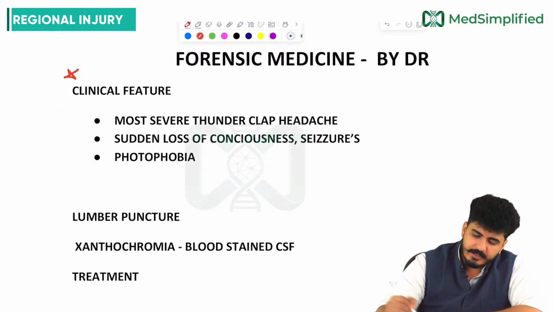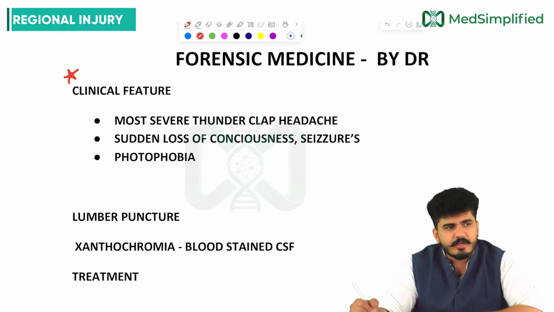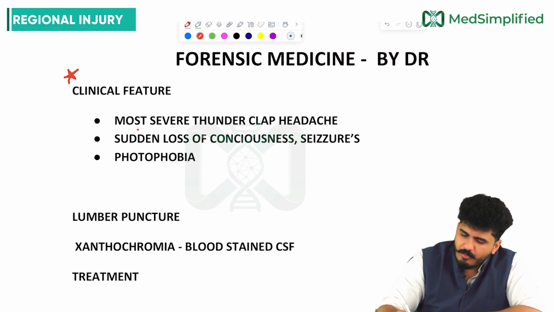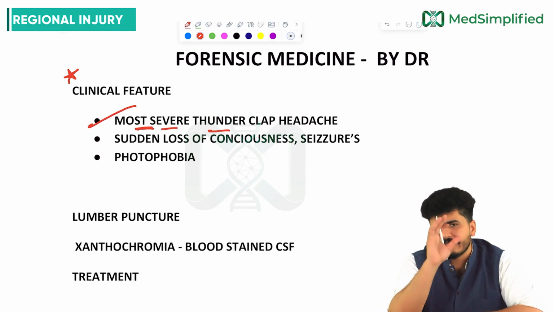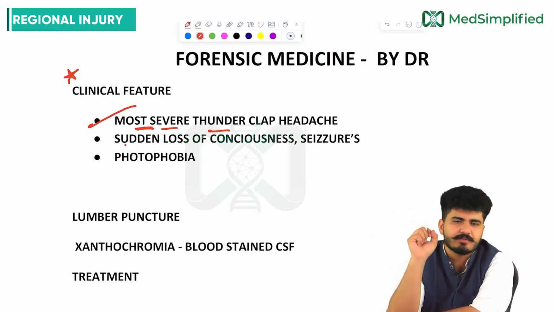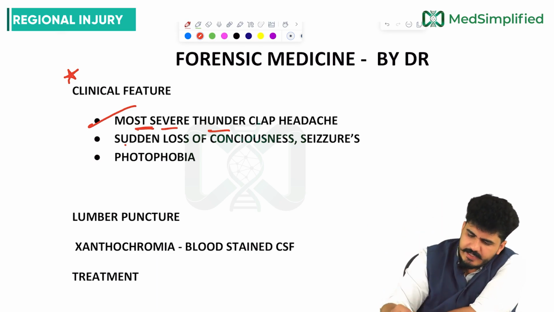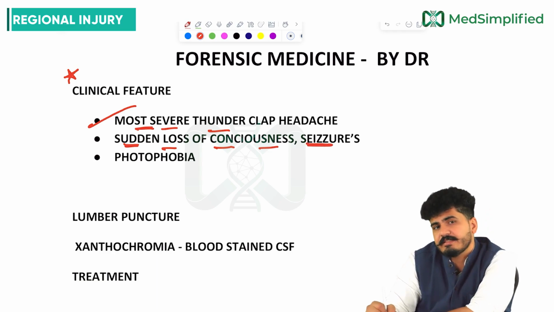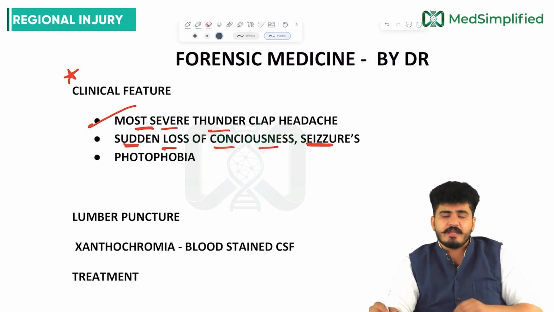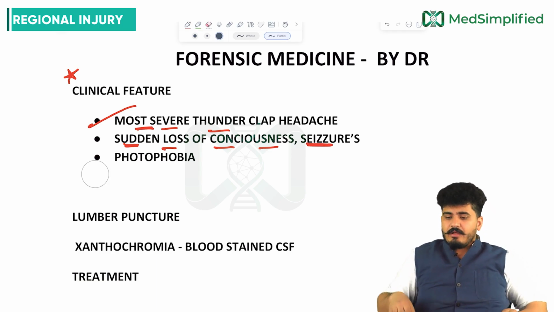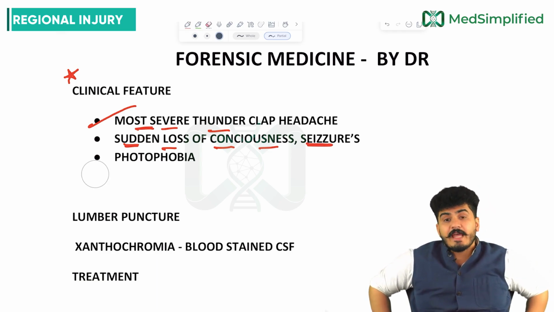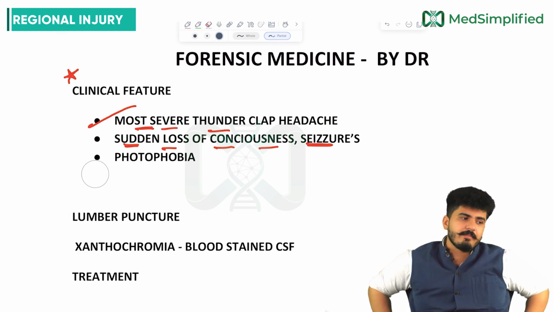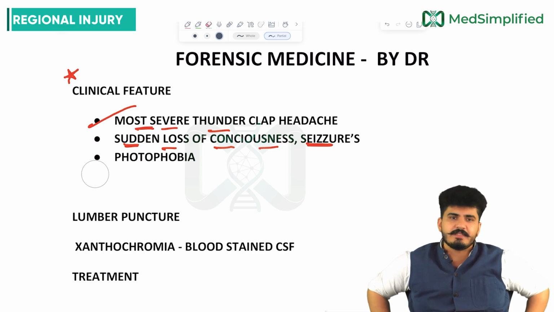So remember, what are the clinical features you are going to get here? The clinical feature you are going to get here is the most severe thunderclap headache. This is a keyword you need to find in your exams. There is a sudden loss of consciousness, might get seizures, because there can be a hypoxic ischemic encephalopathy which is leading to the seizures.